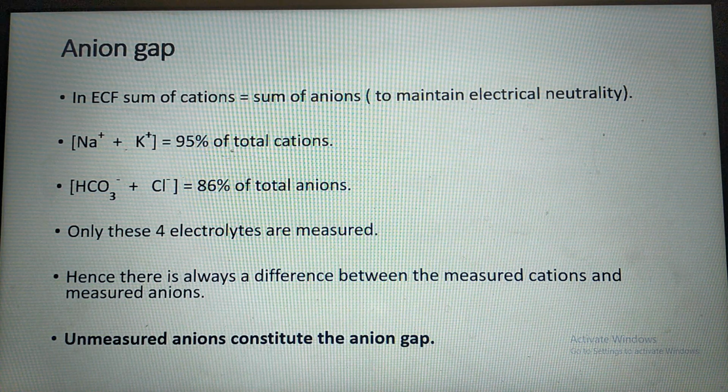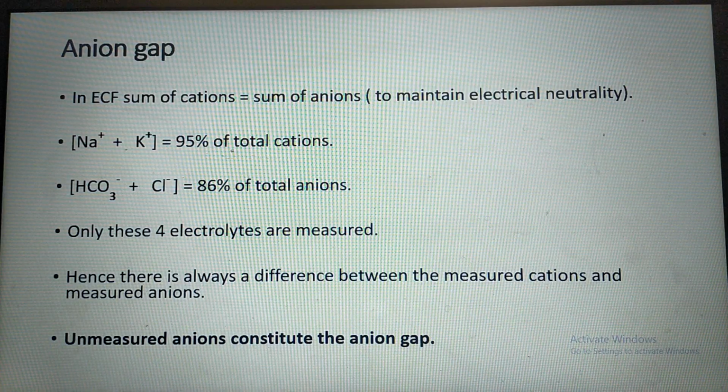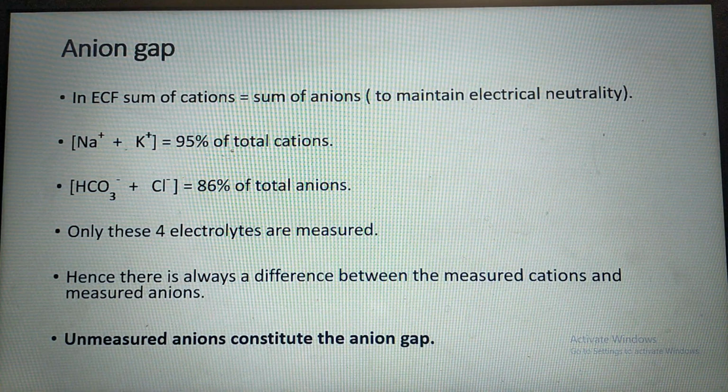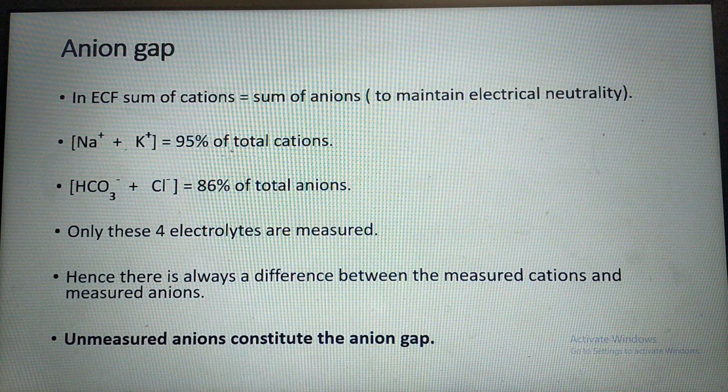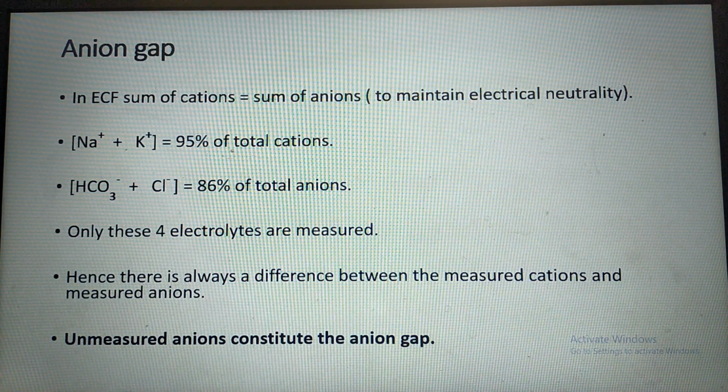Therefore, for practicality, we will measure only two cations, that is sodium and potassium. They constitute 95% of total cations. That means the remaining 5% are all other cations. There are so many cations in the remaining 5%, but these two are the main cations of the extracellular fluid, and we will measure these two cations during the anion gap. So now we will call this sodium and potassium as measured cations.